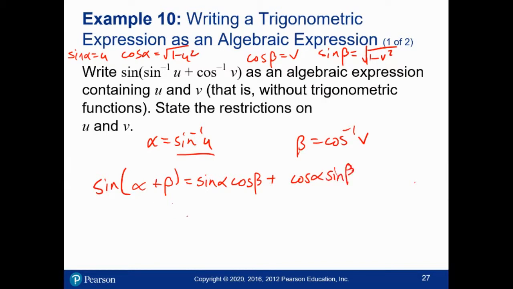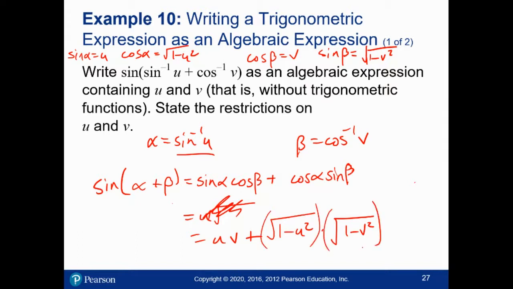What's sine alpha? u. What's cos beta? It's just v, so u times v. What's cos alpha? The square root of 1 minus u squared. What's sine beta? The square root of 1 minus v squared. And there you have it. This might be combined into a single square root once we look at how the book solved it, but this is basically it. We have an algebraic expression for the sine of the arcsine of u plus the arc cos of v. And notice at the end here, there are no trig functions left, just a bunch of algebra involving u and v. So pause here to copy if you want. I'm going to erase it and we can see how the book did it.